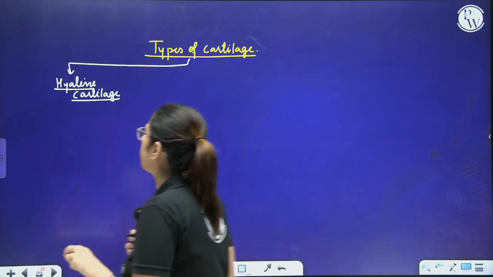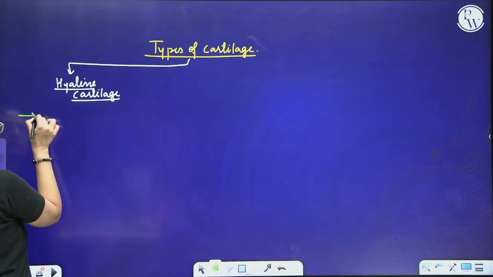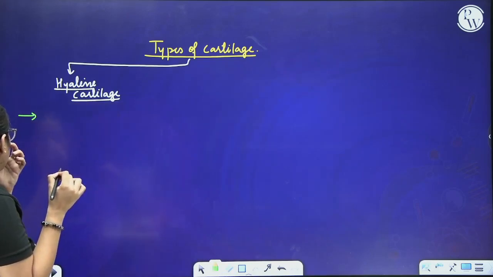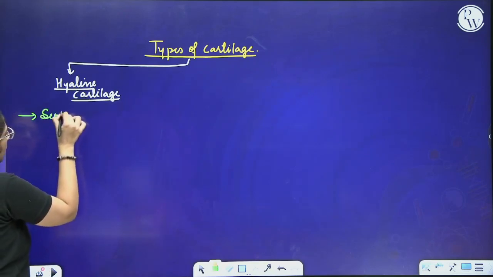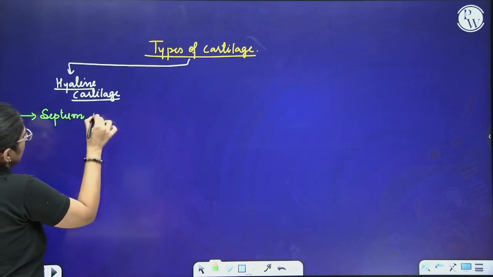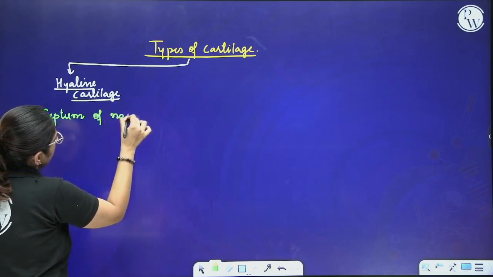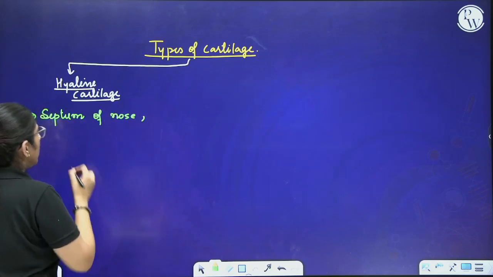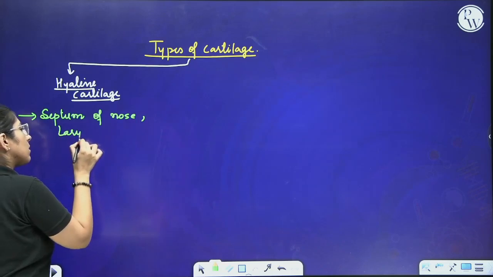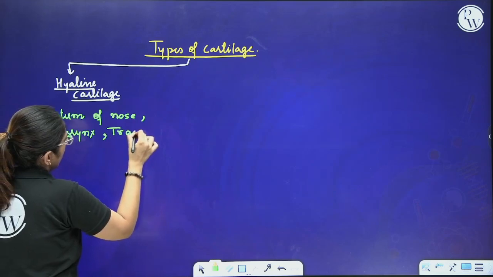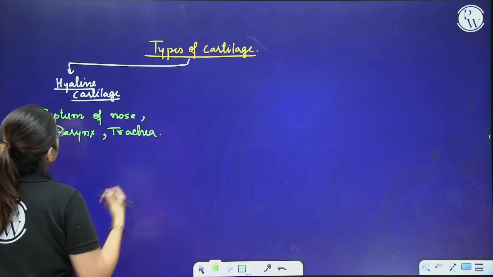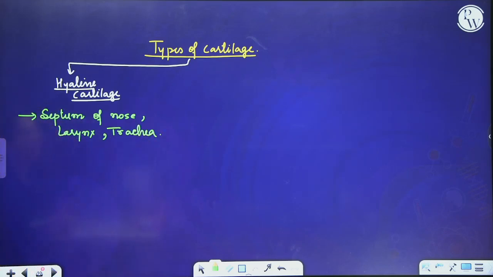So this is found in, where are you going to find this? This is found in the septum of nose. Right? The larynx. Right? The trachea. Right? This hyaline cartilage is present in the septum of nose, that is the nose septum. You will find this. Clear?